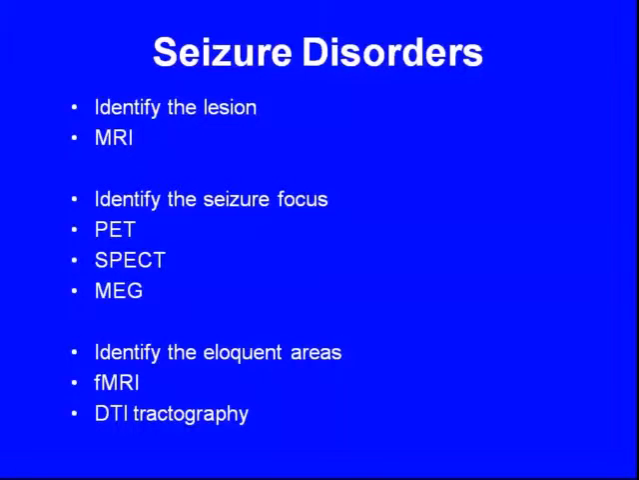So these are the tests that we have for seizure disorders. We have MRI, which usually has a sensitivity and specificity that goes from 80 to 95%, and I'll show a couple of examples. That's key in seizure disorders because we're trying to determine lesional versus non-lesional on MRI. But then you have other tests that are very important in determining the seizure focus, such as PET, SPECT, and MEG, and then you have studies that can be done to determine eloquent areas: the WADA test, functional MR, and diffusion tensor imaging.